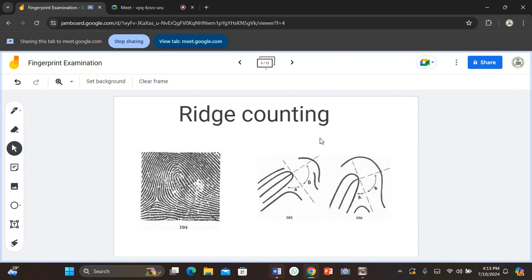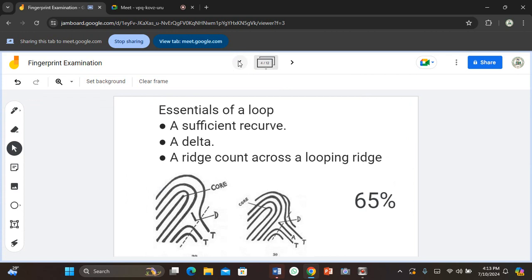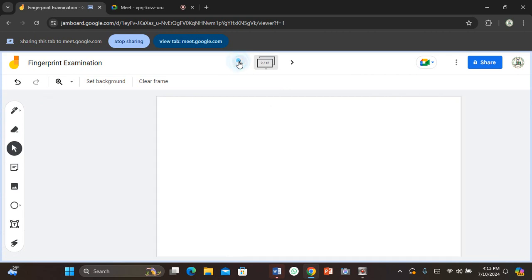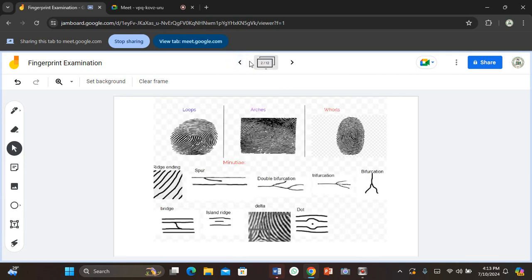And there are some characteristics that we call minutiae. These are the minutiae of the fingerprint, which show their various features, such as the ridge endings, bifurcation, islands, short ridges, and so on and so forth.